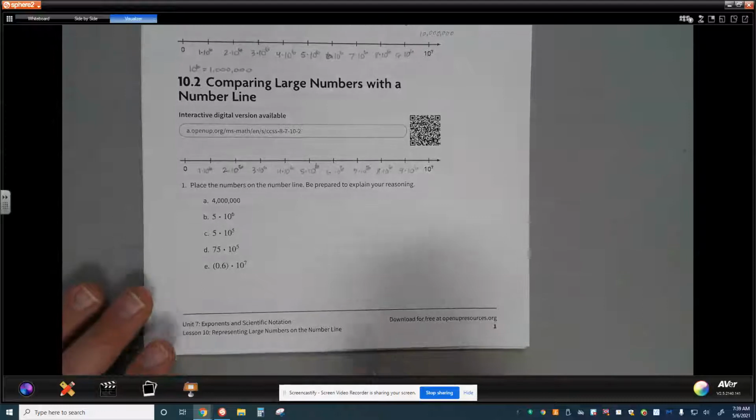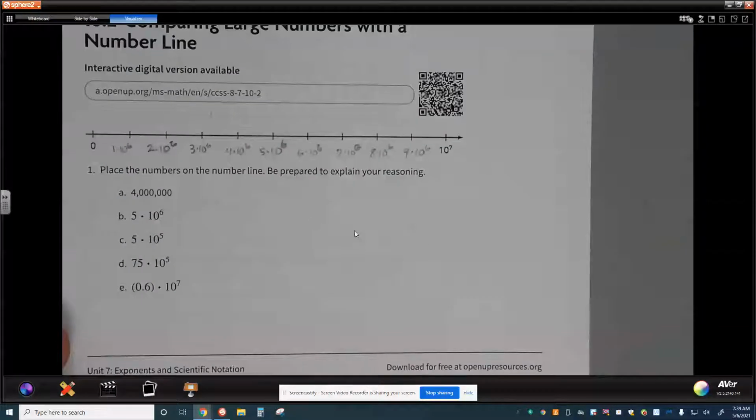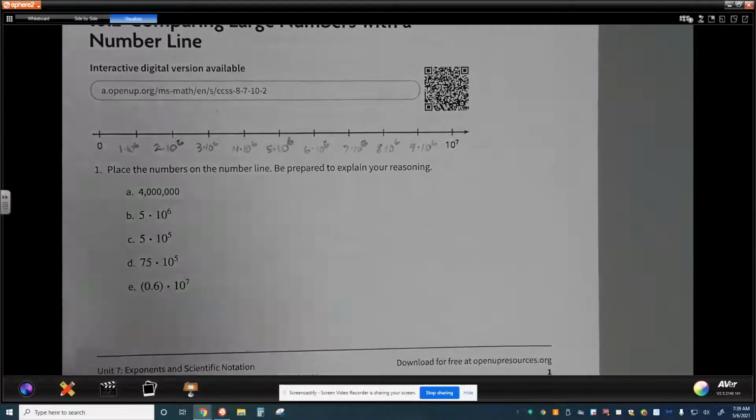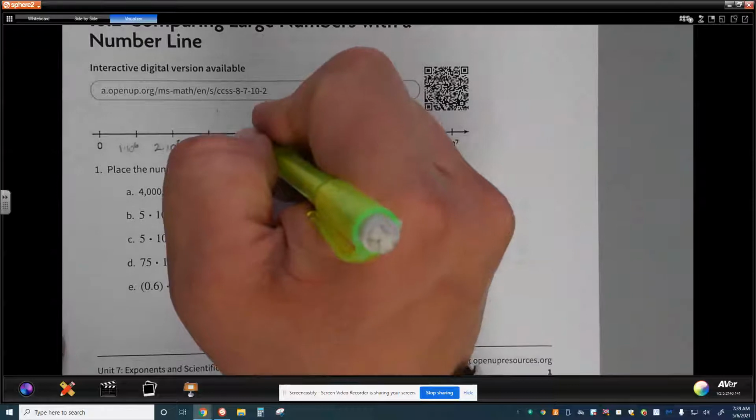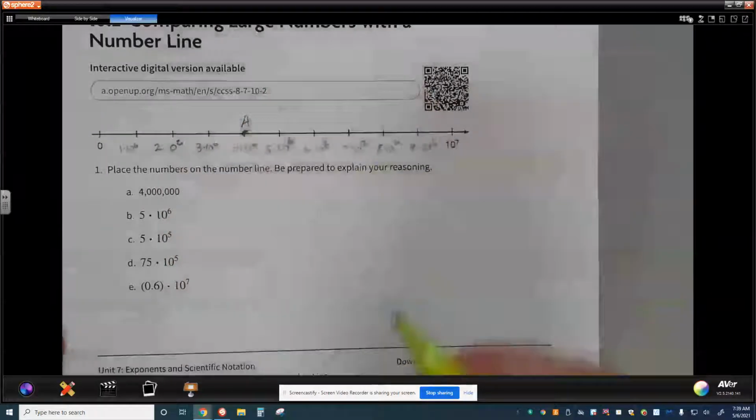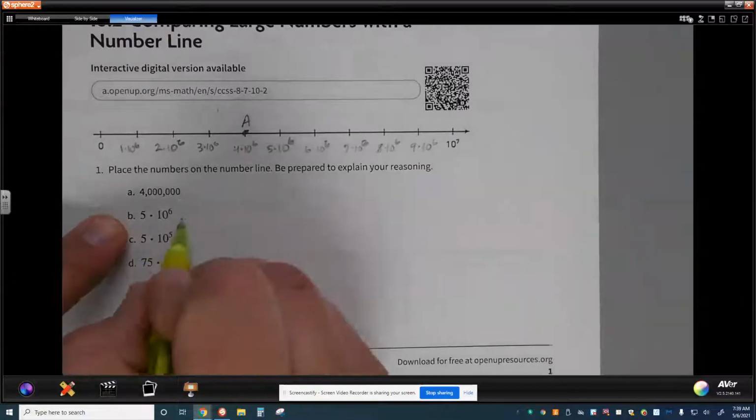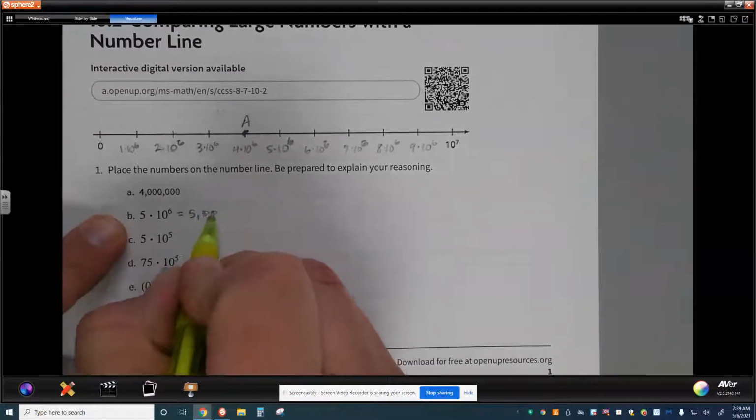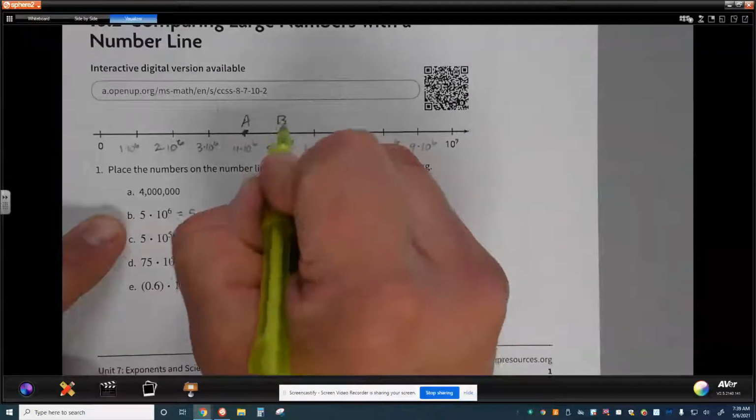And when we recognize that these are in the millions, we can start placing these numbers on the number line in their appropriate values. So when we see 4 million, we would put A right here. And then B, we have 5 to the 6th power times 10 to the 6th power, which we know is 5 million. So we can put B right here.